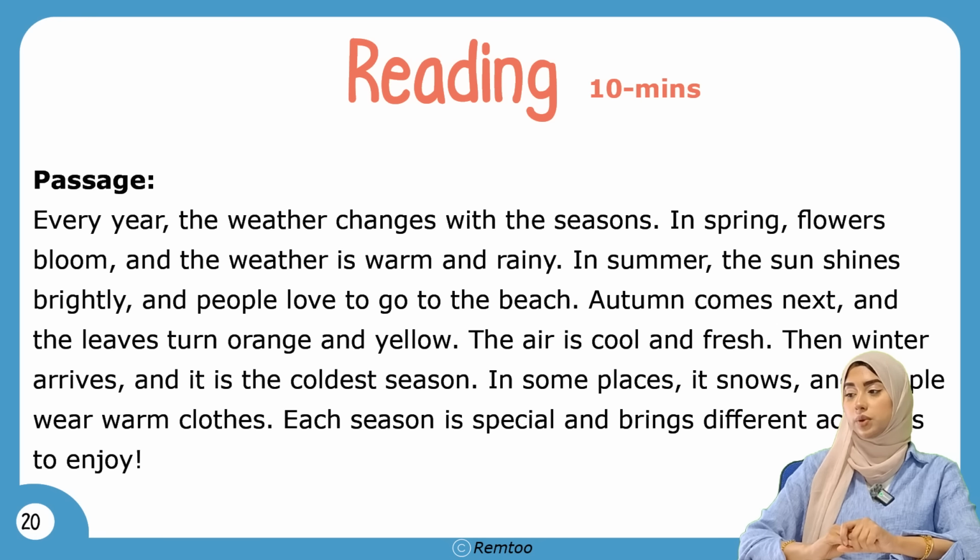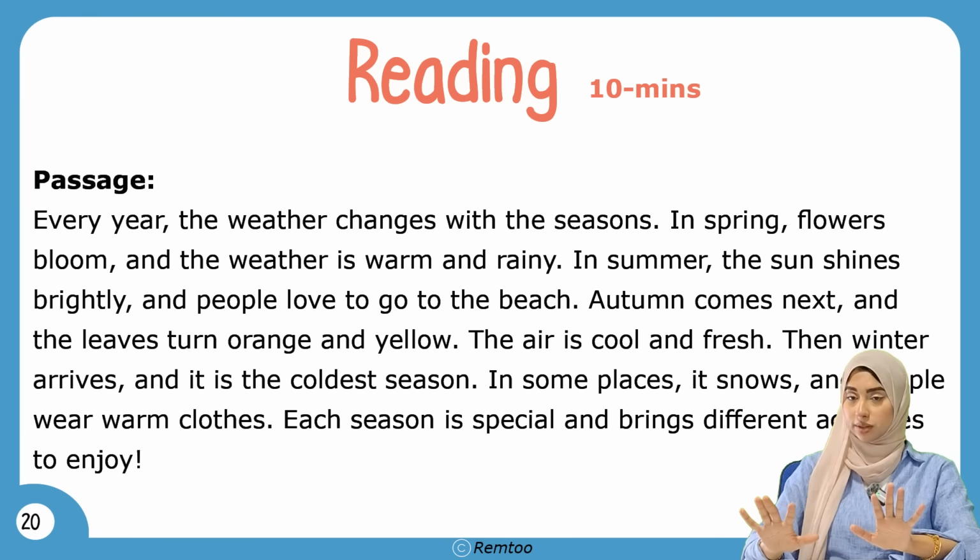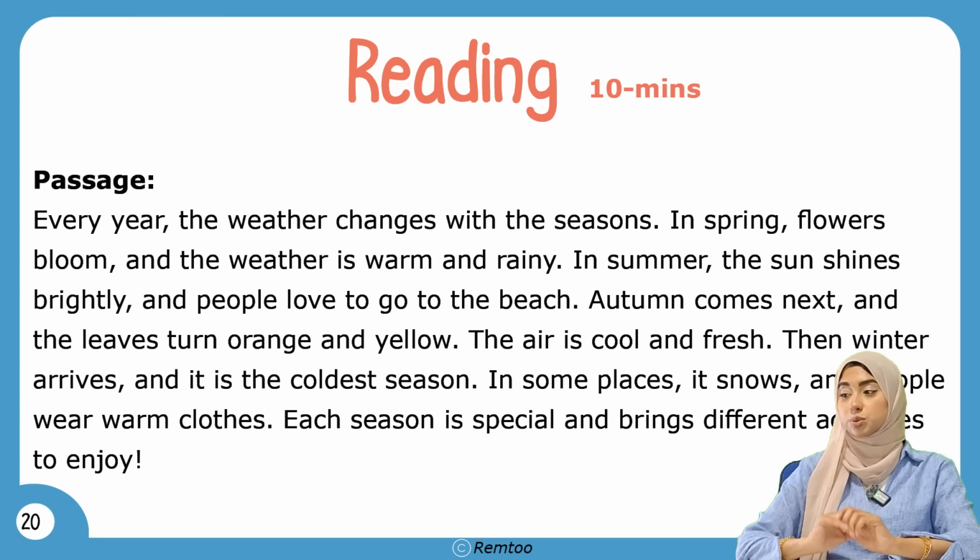Well, here in the reading, we have a small text. We have to read it together. So every year, the weather changes with the seasons. In spring, flowers bloom and the weather is warm and rainy. In summer, the sun shines brightly and people love to go to the beach. Autumn comes next, and leaves turn orange and yellow. The air is cool and fresh.